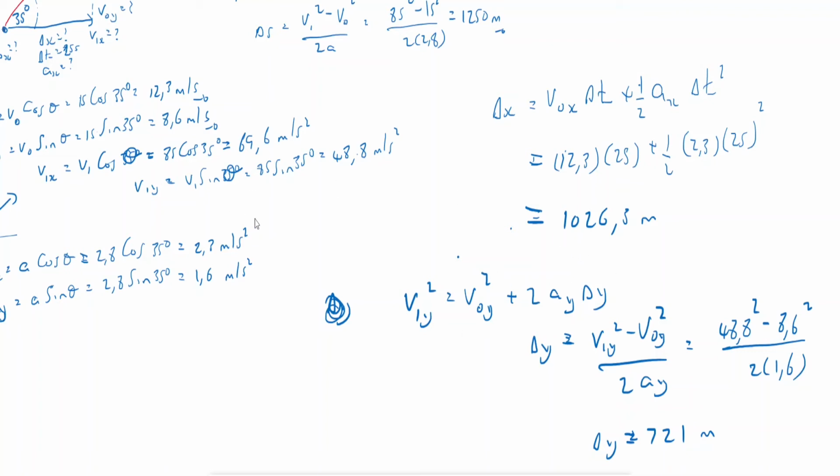You could also check if this is true. You already found that delta x is 1254. So if you take the square root of 1026 squared plus 721 squared, you do get 1254. So the rounding off is what is affecting it. That is fine, more or less you are getting the same number. So that is okay.